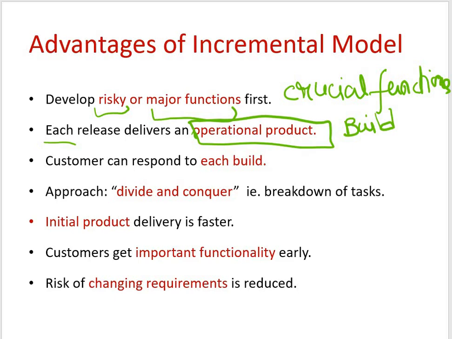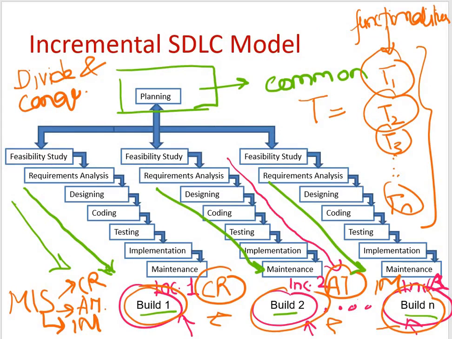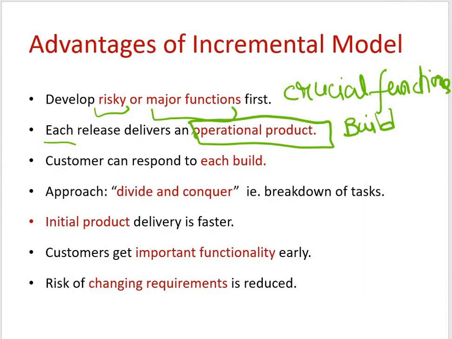So in this case, for example, for MIS, my first phase was for course registration. So the course registration will be working fine. We'll not comment on attendance management and inventory management because that would be part of later builds. Similarly, the customer needs to respond to each build because I'm delivering some of the functionalities, so the customer will respond back that okay, it is fine, or we need some changes to it.